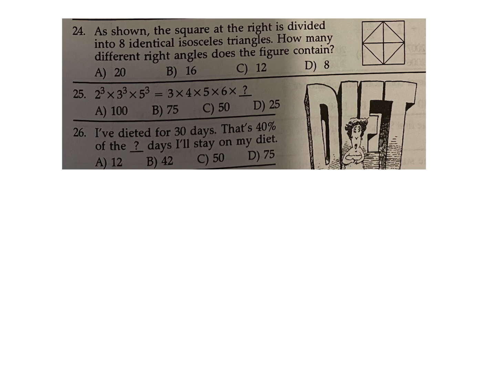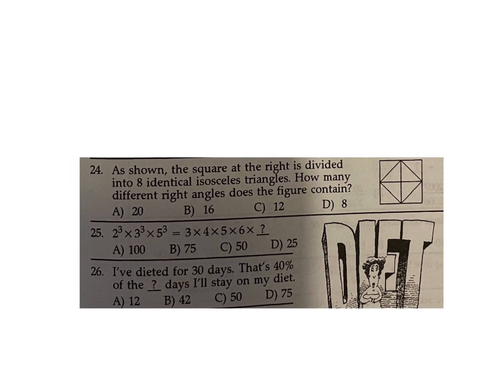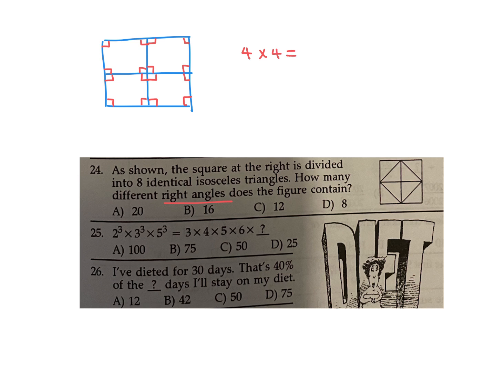As shown, the square at the right is divided into 8 identical isosceles triangles. How many different right angles does the figure contain? Okay. Well, let's see here. Without messing up the diagram, let me just mark the right angles. So there's 1, 2, 3, 4, and then another 1, 2, 3, 4, and then another 1, 2, 3, 4, and so on, right? So in total, there's 4 times 4, so 16 of those right angles.